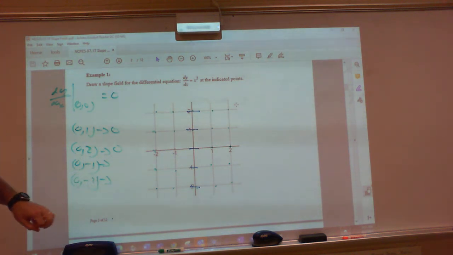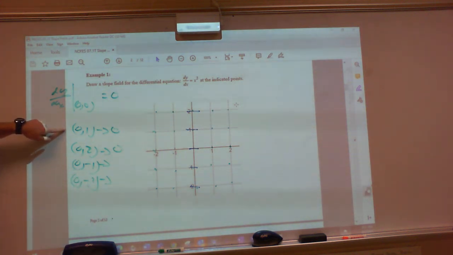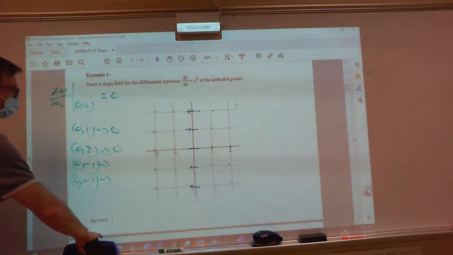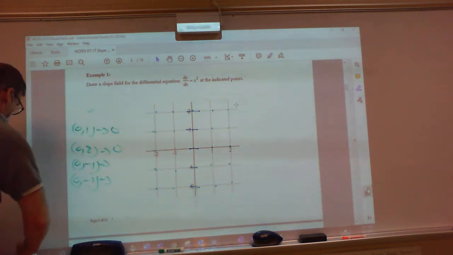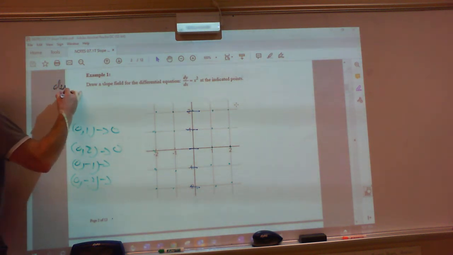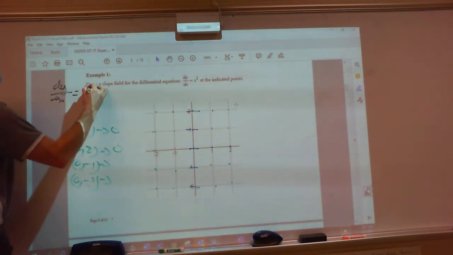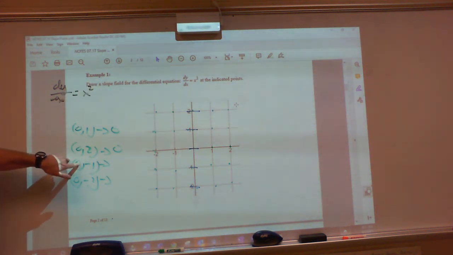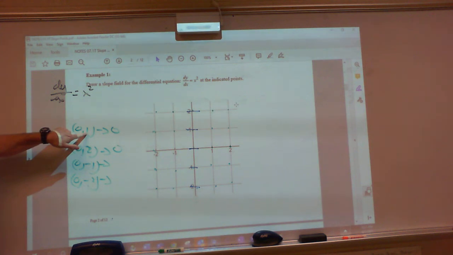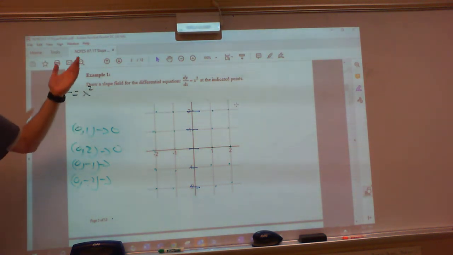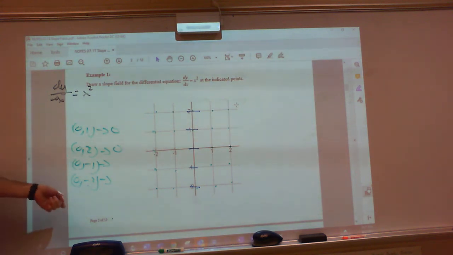I can't really see. Oh, sorry, I'm in the way. So what we do is erase this and probably write in a darker ink. So here's our formula: dy dx is equal to x squared. And we pick every single coordinate. We plug this in for x and plug this in for y to determine what our slope is. Well, there's no y, so we don't care. We're basically just looking at our x values.